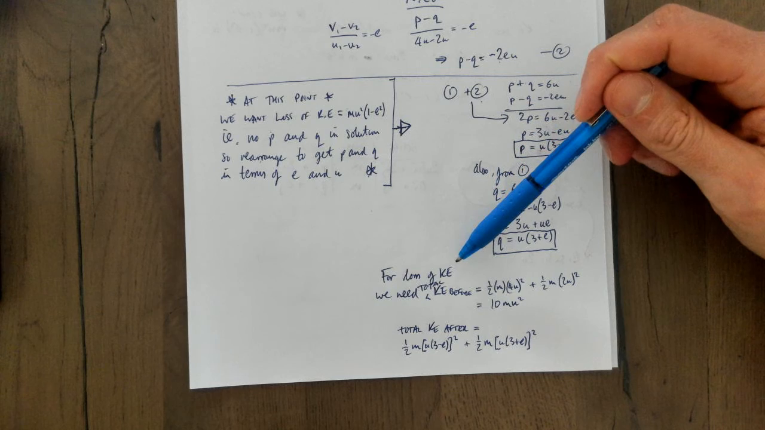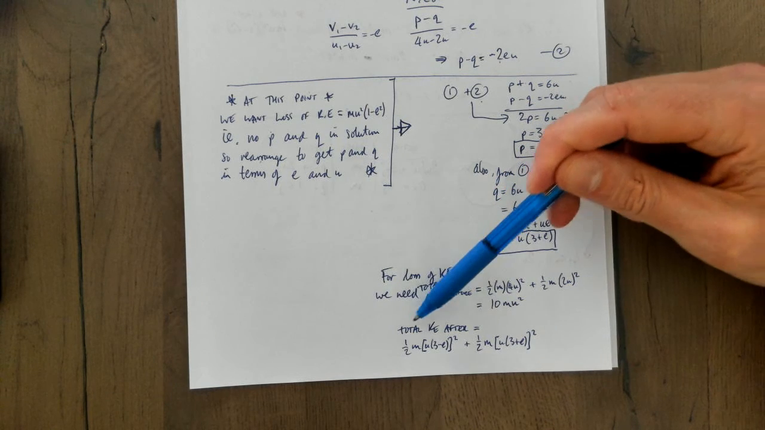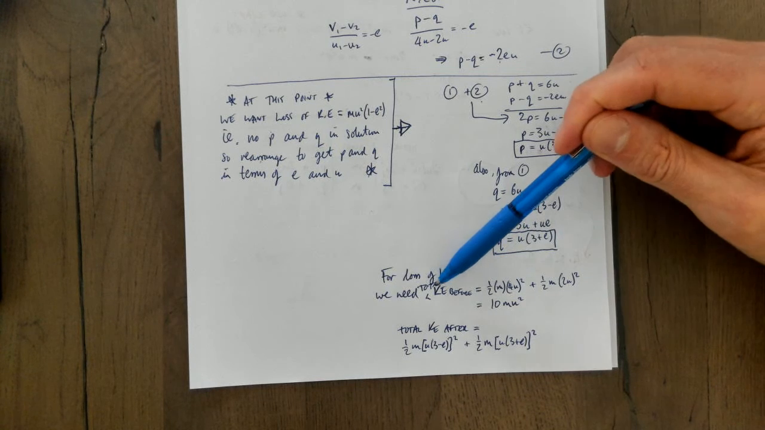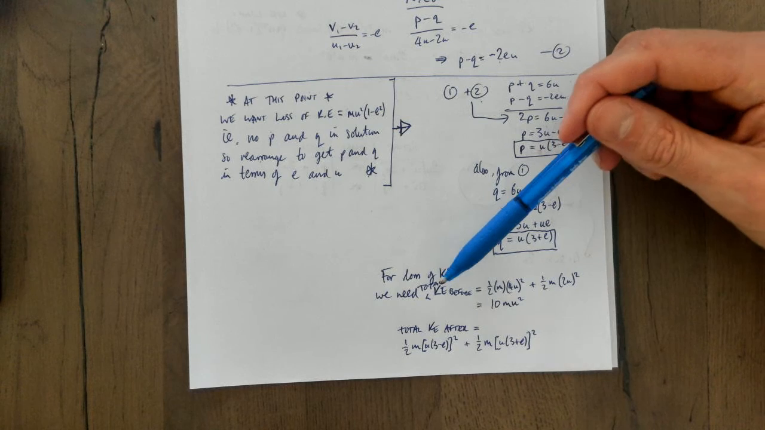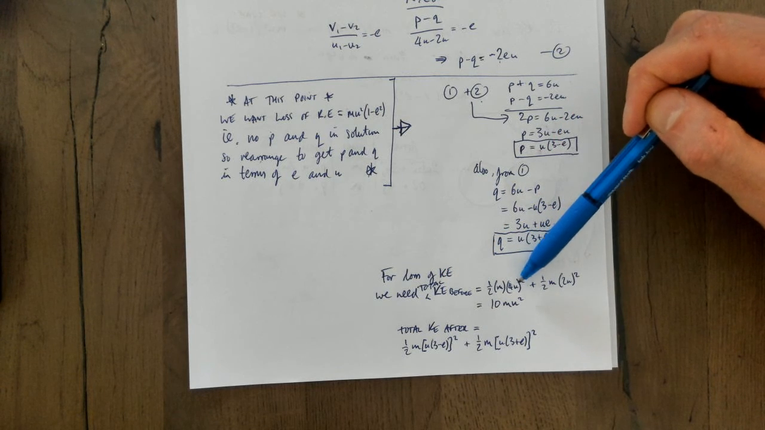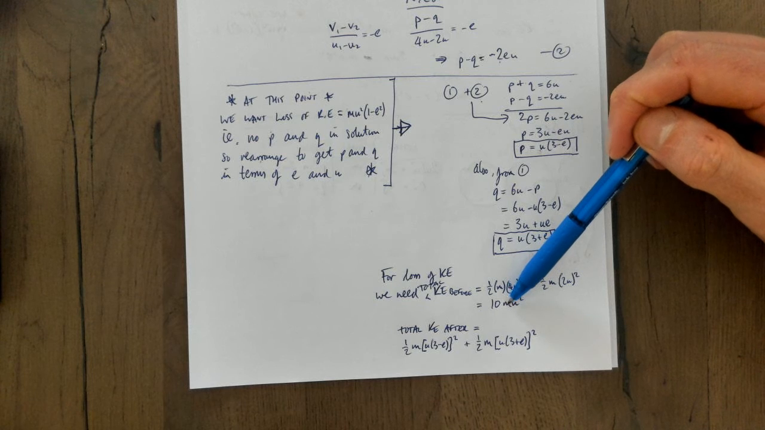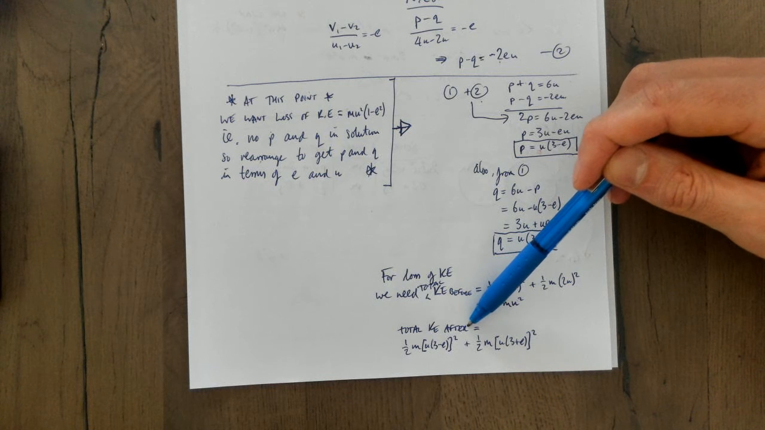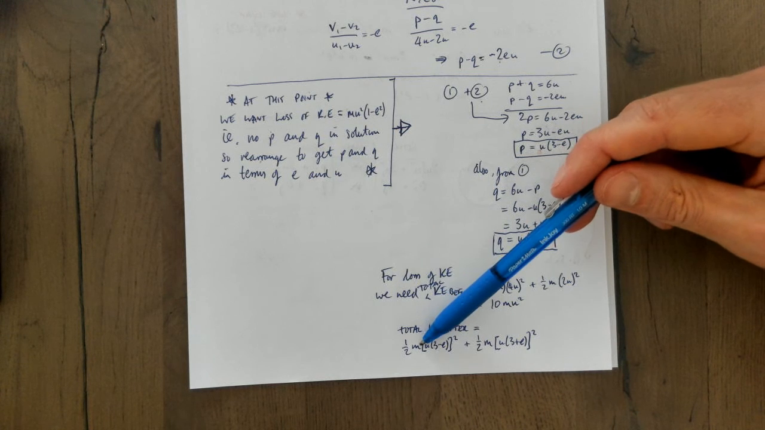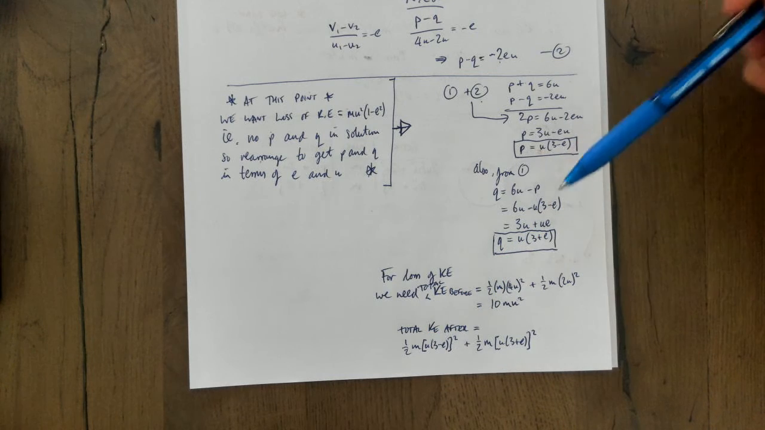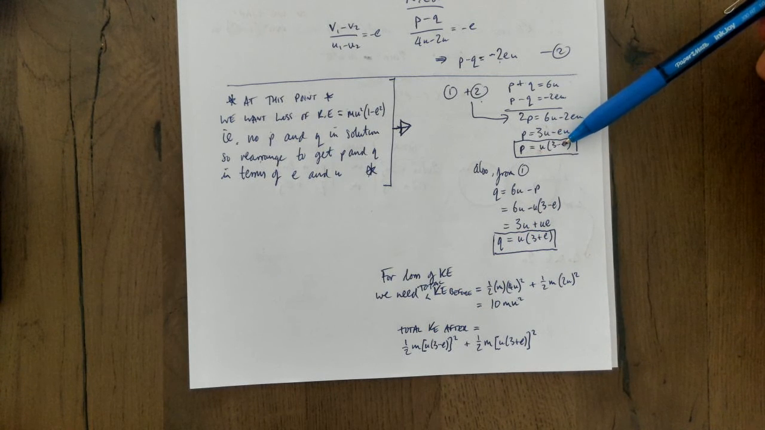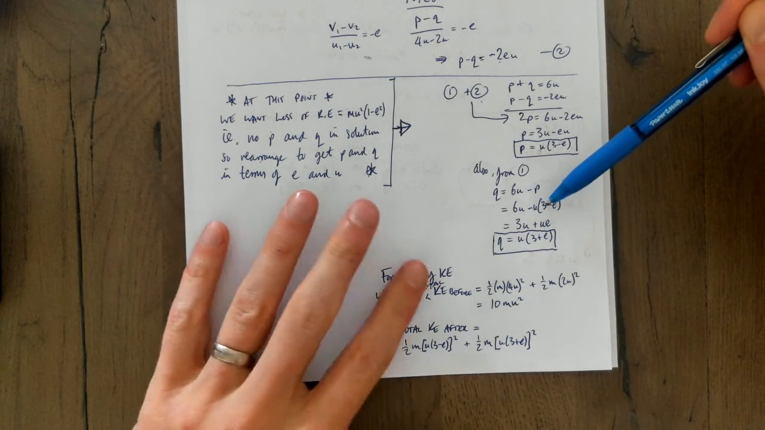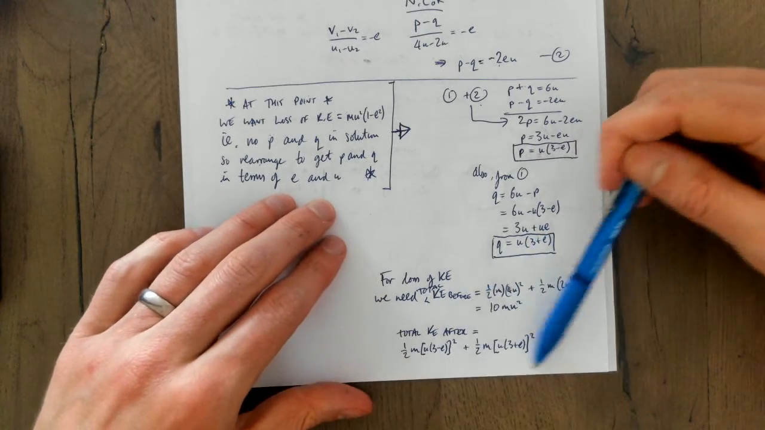For the loss of kinetic energy, we need the total kinetic energy before and the total kinetic energy afterwards. So before is fairly straightforward. Half m, so total means both of the particles, right? Half m times 4u squared, half m times 2u squared. That gives me 10 mu squared before. Total kinetic energy afterwards involves a bit more work. It's half m times P, which is U(3 minus E), all squared, plus half m times Q, which is U(3 plus E), all squared. Okay? So we need to work a bit on this to see if we can simplify it.